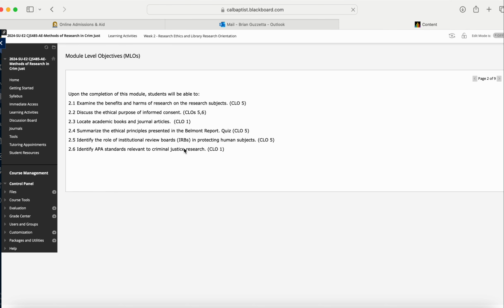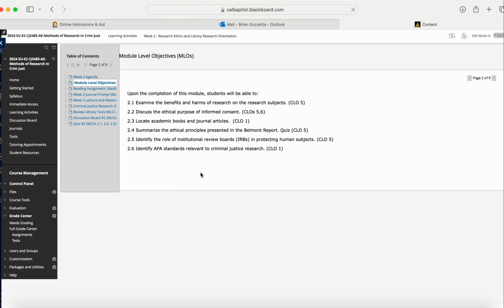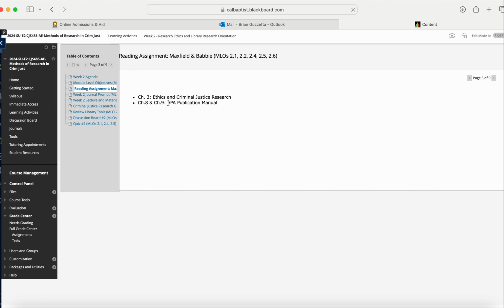We have our module learning objectives. You can review these, and these are the objectives that we expect you to have an understanding of by the end of the week. Our reading assignments, once again, Chapter 3 out of the text and Chapter 8 and 9 out of the APA publication manual.